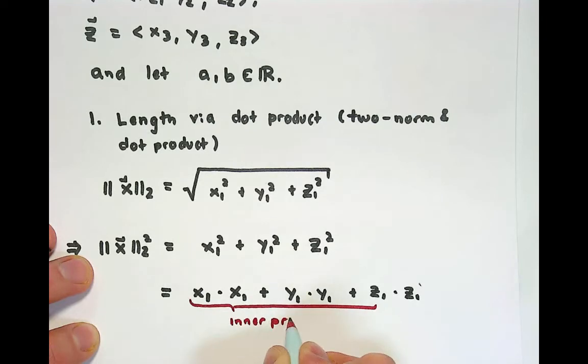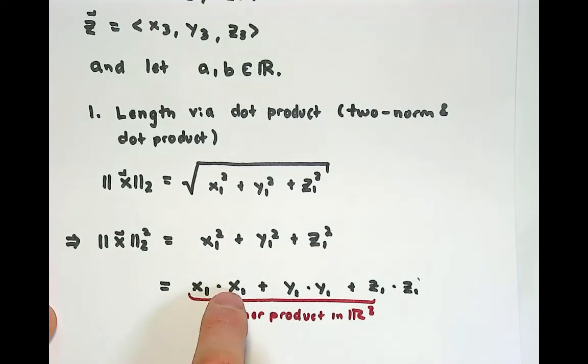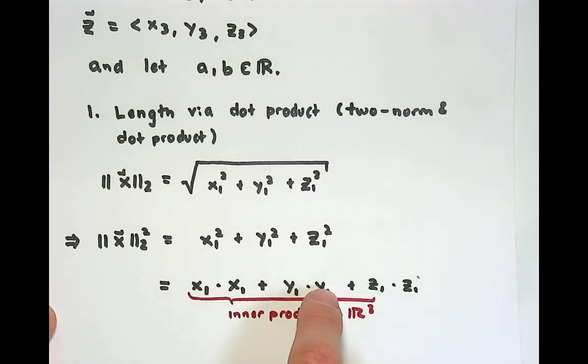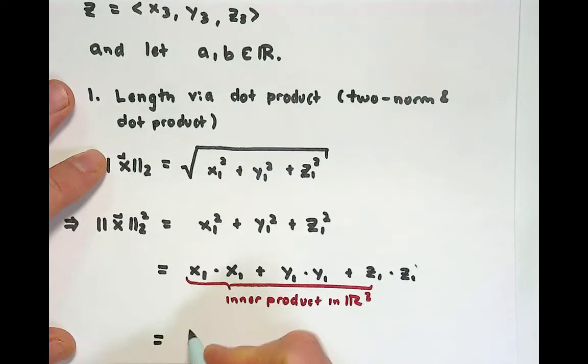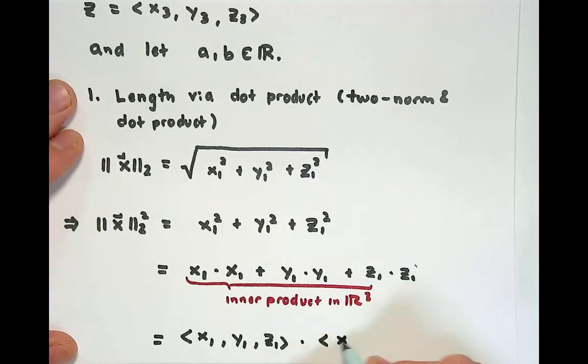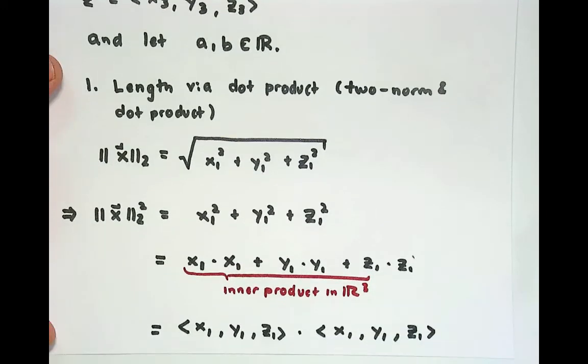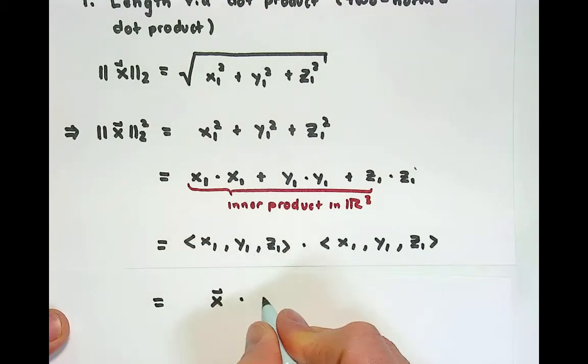This is an inner product in R3. Remember what an inner product is. First component of the first vector multiplied by the first component of the second vector. Second component of first vector multiplied by the second component of second vector. Third component of first vector multiplied by third component of second vector. Here we have x1, y1, z1 as the set of first components, and then we're going to inner product that with x1, y1, z1. Well, this is exactly x dotted with x.